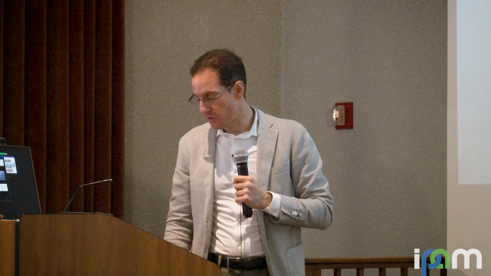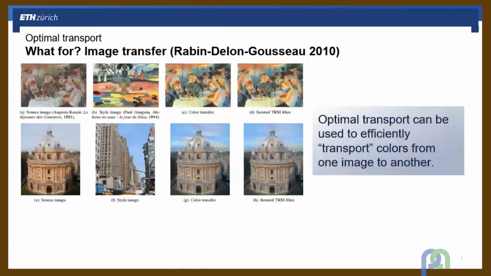What can you do with that? Well, one of the first, I would say, applications outside of mathematics was a few years ago. This is now a bit outdated, but I think it shows something that was not obvious at the beginning, that you can use that, for instance, to transport colors between images. So it started to be used first in image processing.